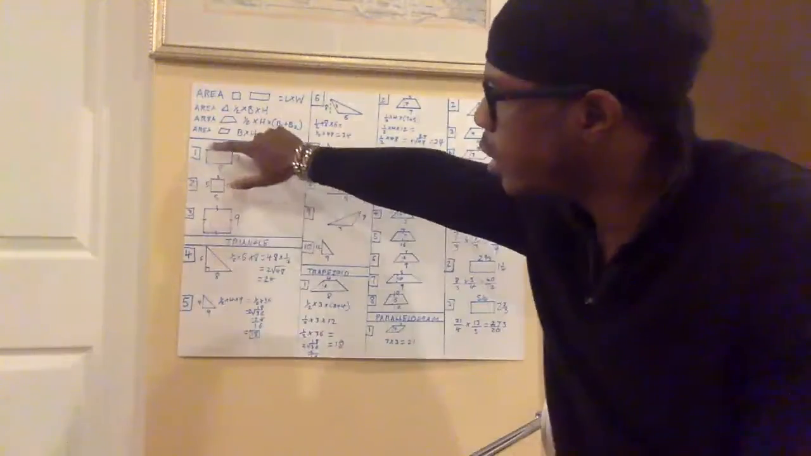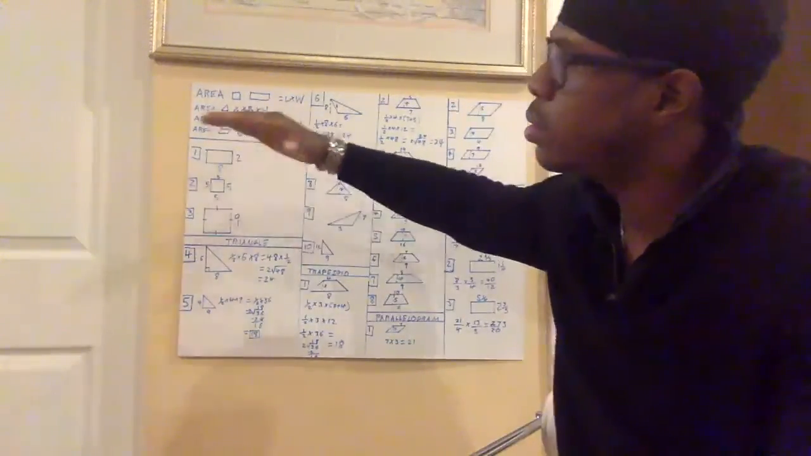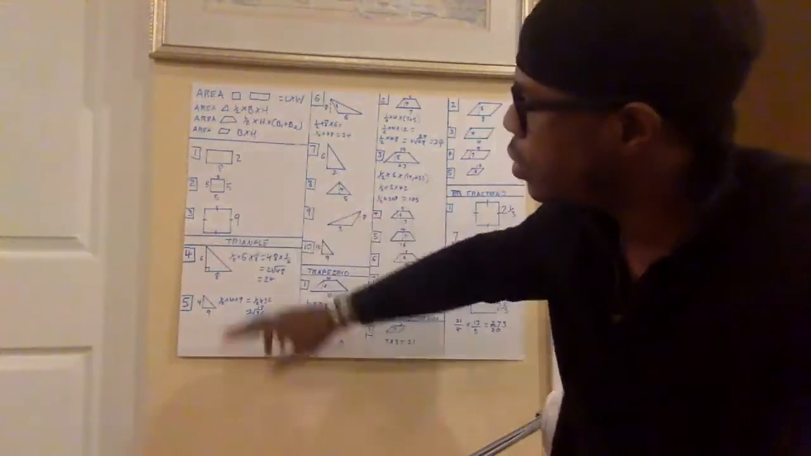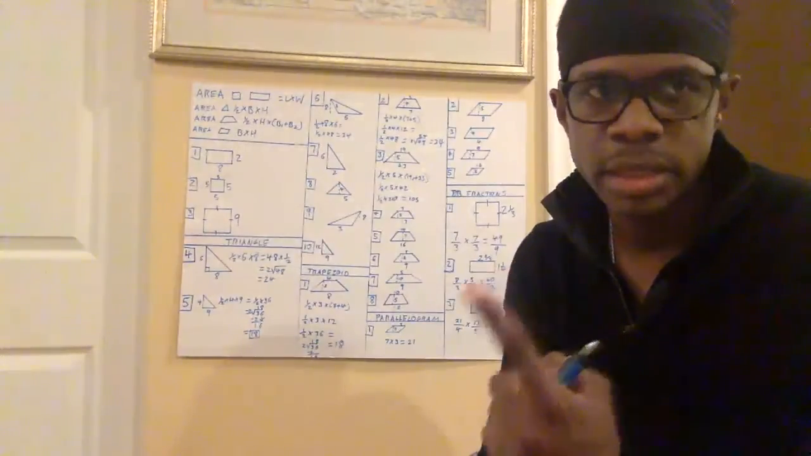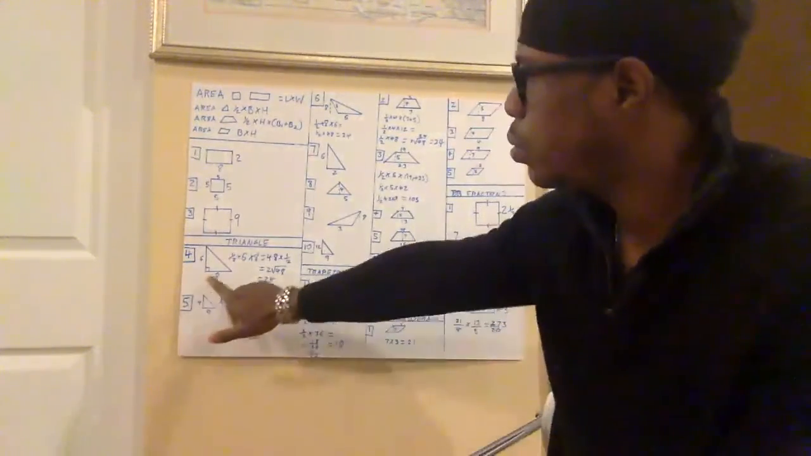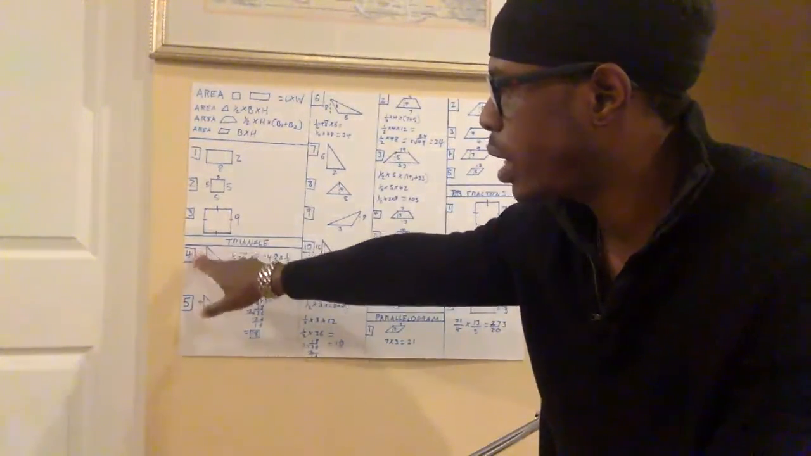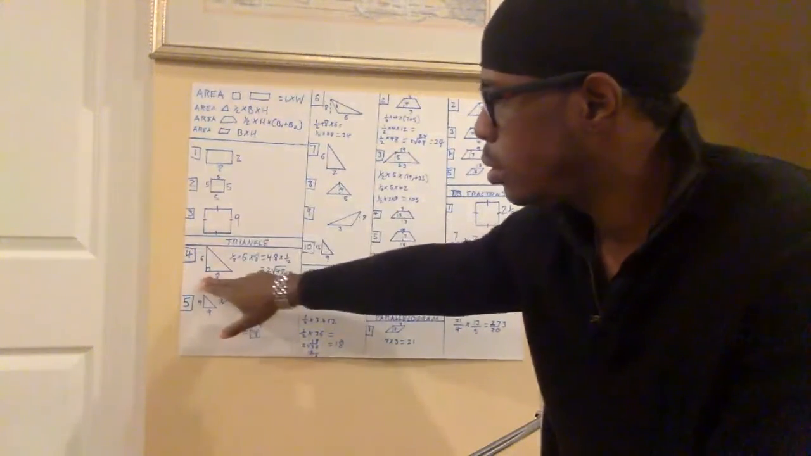So kind of think of it like this, the height. I'm going to go into more detail in a bit. And then the base is the horizontal line on the figure. So in a triangle, you're only going to have one base and one height. So let's go into this one. We have 6 for the height and then 8 for the base.